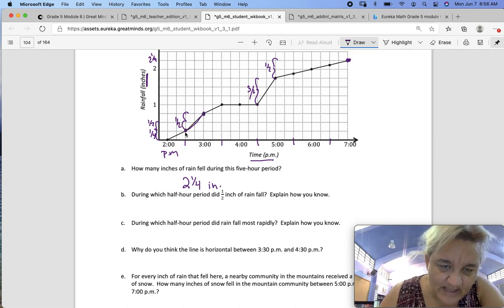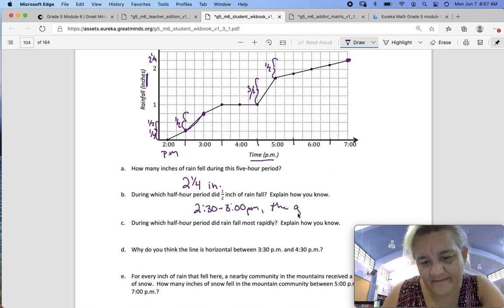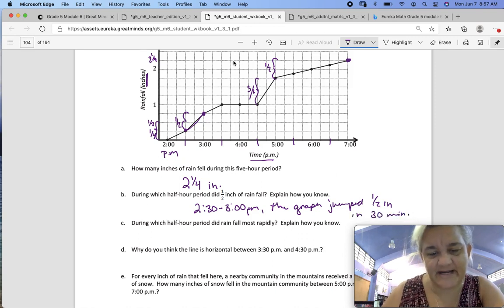Okay. It went up 1/2 inch between 2:30 and 3. It rained 1/2 inch. How do we know? The graph jumped 1/2 inch in 30 minutes. Okay, that's the only place where that happened.